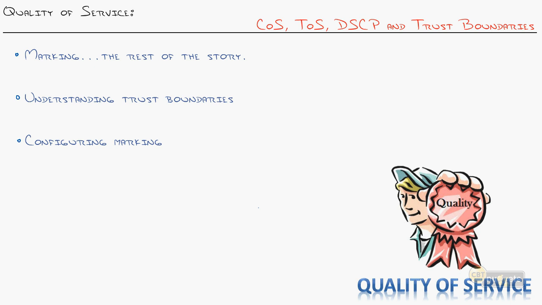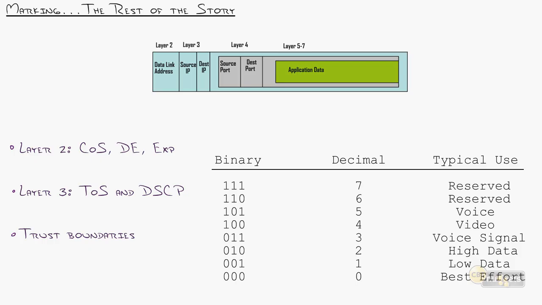So we're going to explore quality of service markings in this nugget, looking at the rest of the story, understanding what all these acronyms mean and how to use them, looking at what a trust boundary is, and then finally, we'll look at the configuration. Well, let's dive right in.